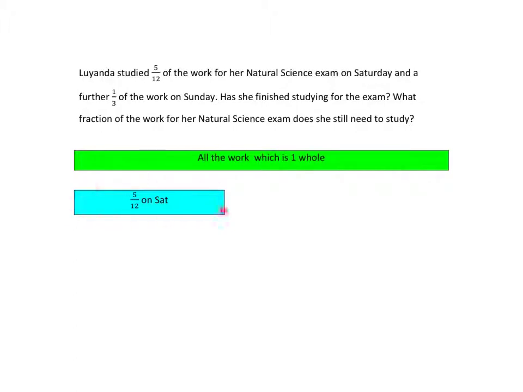On Saturday, she's done a piece of that, 5/12 of it. And then she does a further one third on Sunday. Now the question they're asking us is, if we put together the 5/12 she did on Saturday and the 1/3 that she did on Sunday, put those two together, does it total to one whole? The only way we can check that is by actually doing the addition. So we've got to do 5/12 plus 1/3. That should be an easy one by now.